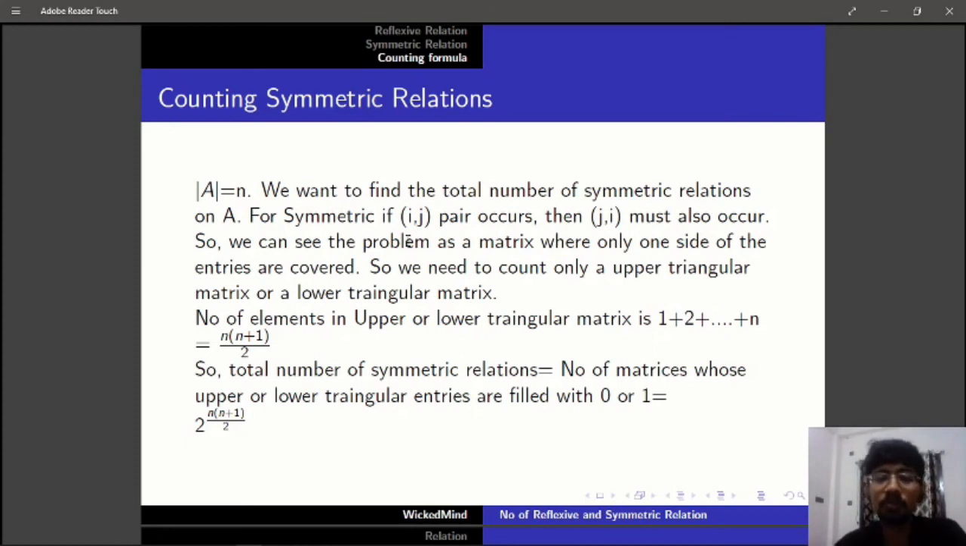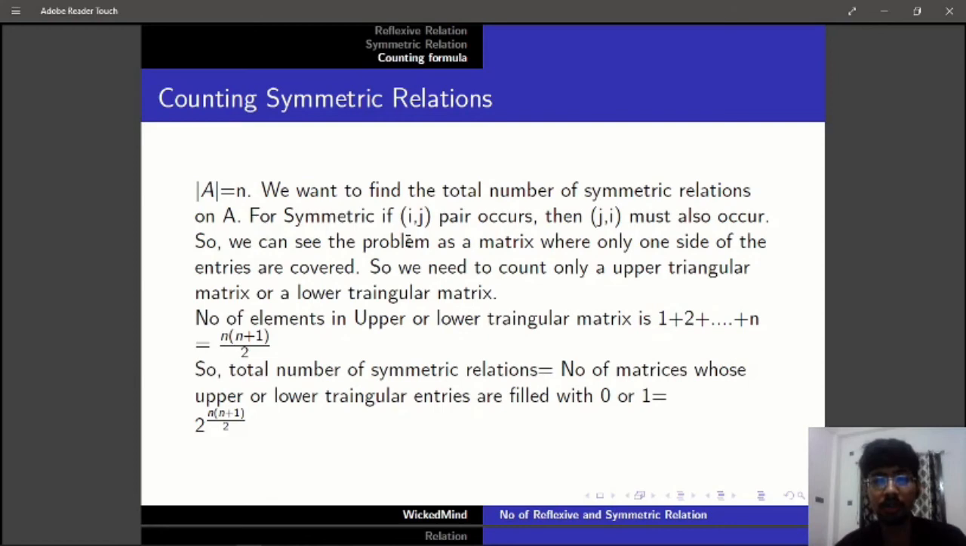Okay, then we have the entries. So in total there will be n into n plus 1 by 2 entries. So 0 and 1 can occur in any of the n into n plus 1 by 2 entries. Then the total number of matrices formed will be 2 to the power n into n plus 1 by 2, which is nothing but the total number of symmetric relations.